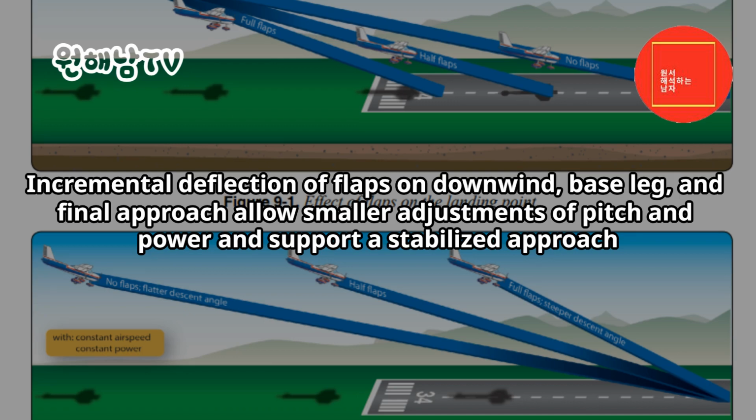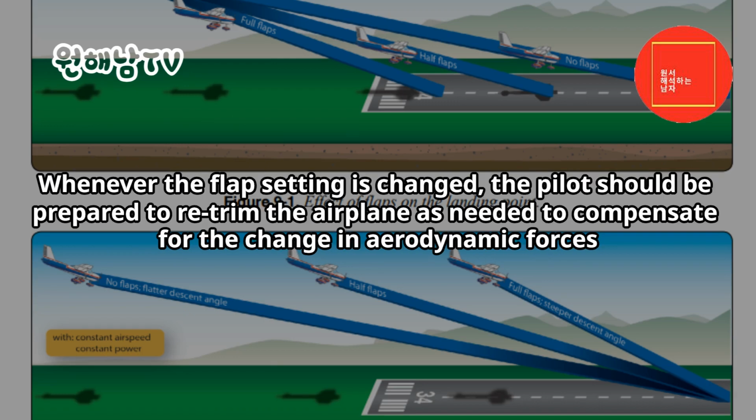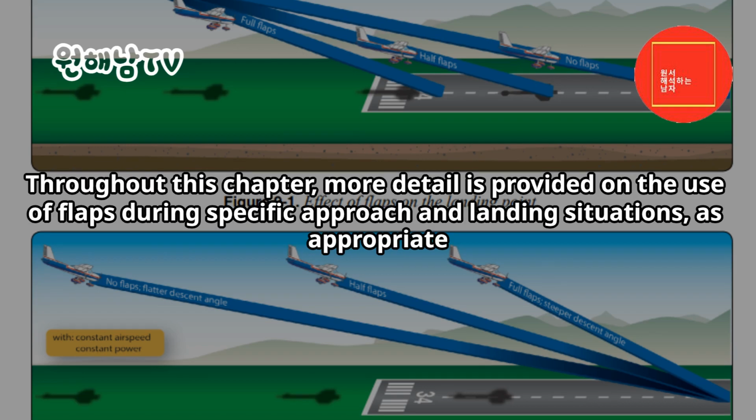a stabilized approach. Whenever the flap setting is changed, the pilot should be prepared to retrim the airplane as needed to compensate for the change in aerodynamic forces. Throughout this chapter, more detail is provided on the use of flaps during specific approach and landing situations, as appropriate.